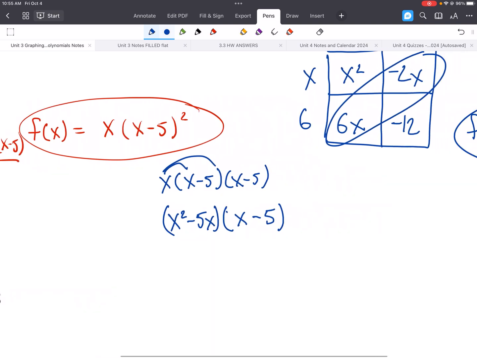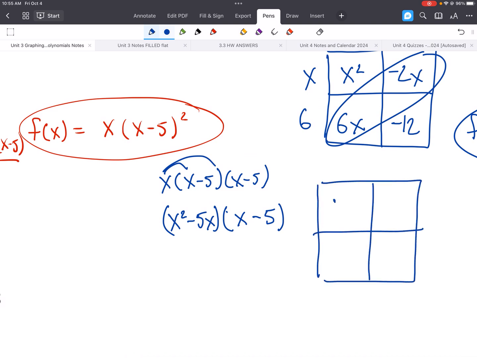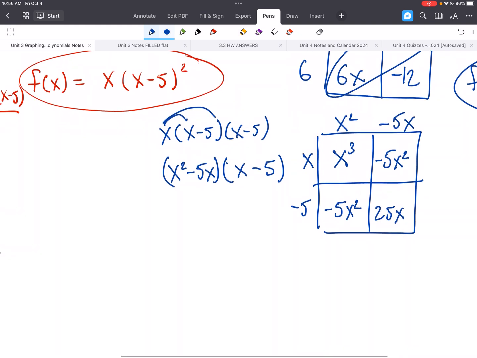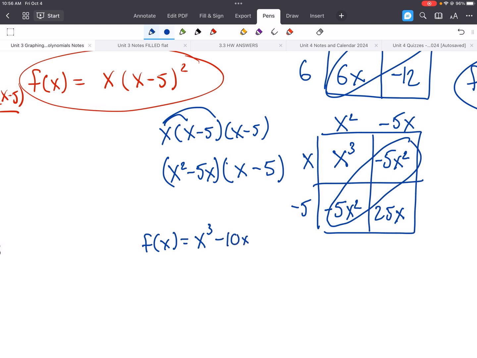So now maybe I would use my box. I'd have x squared minus 5x times x minus 5, and I'd get x cubed, negative 5x squared, negative 5x squared, and 25x. Combine like terms, I'd end up getting f of x equals x cubed. We'll combine those, which will give us negative 10x squared plus 25x.